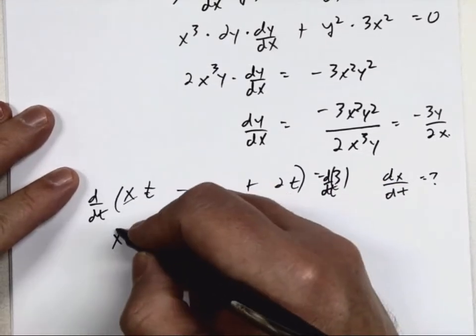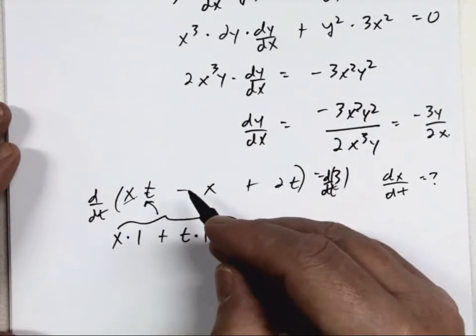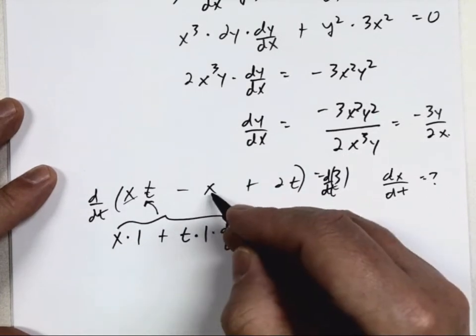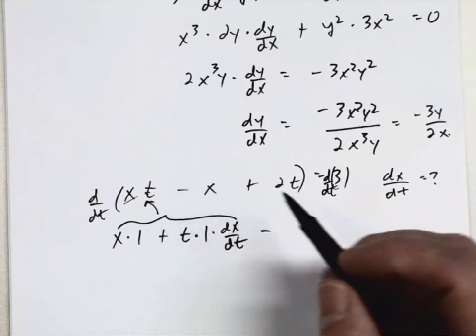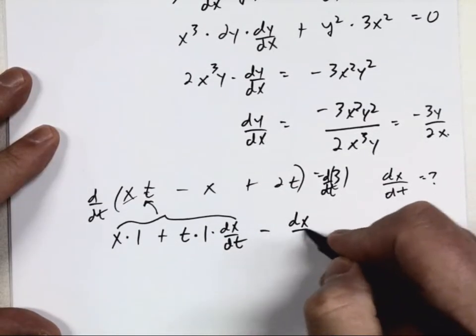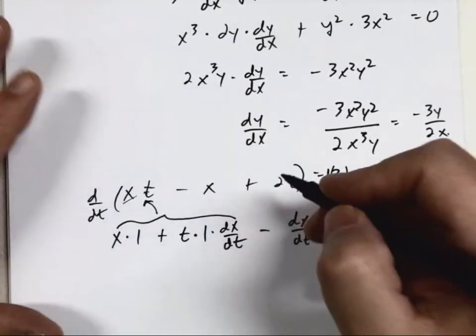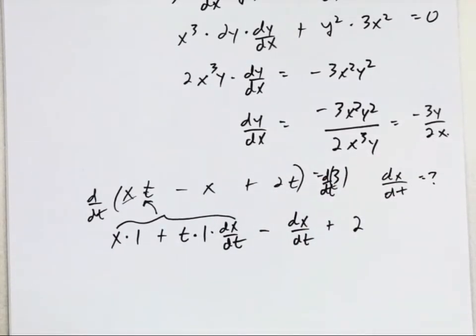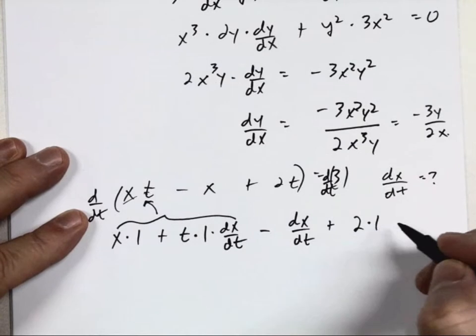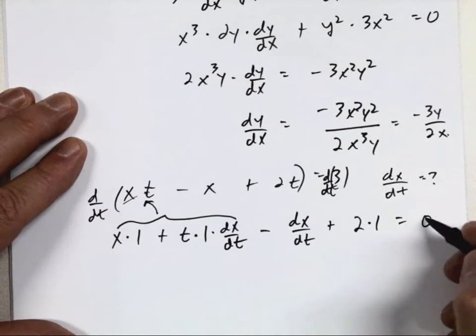So this all comes from there. Then subtract the derivative of x with respect to t; the derivative of x is just 1, and then you have the dx dt. Now here, the derivative of 2t is 2, and since t is the same variable as the variable I'm taking the derivative with respect to, you just take the derivative of t and we're done. Now the right-hand side is going to be 0.